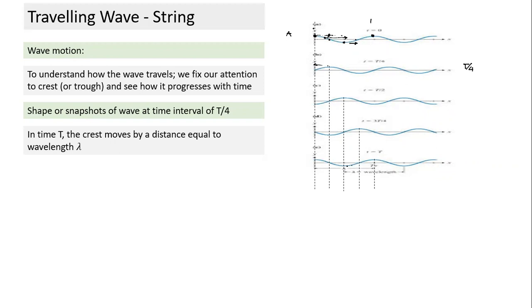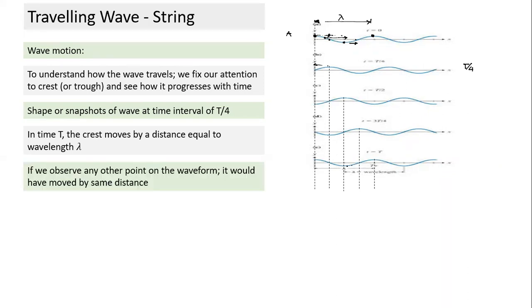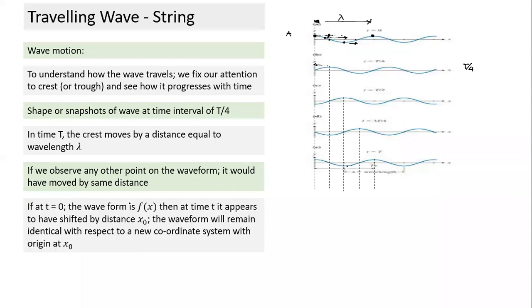This is true not only for the crest, it is true for every point. Any point on this wave shape, in time T, every point will move by distance lambda, which gives me an impression that the wave shape moves at a constant speed. So if you observe any other point on the waveform, it would have also moved the same distance.